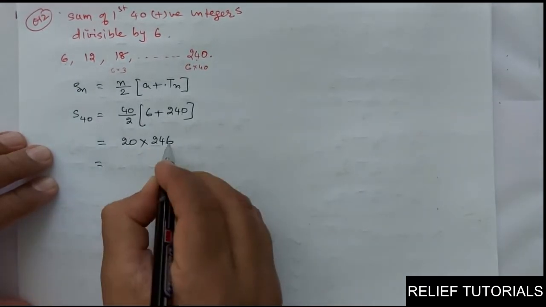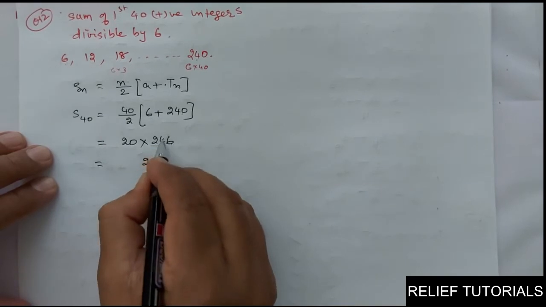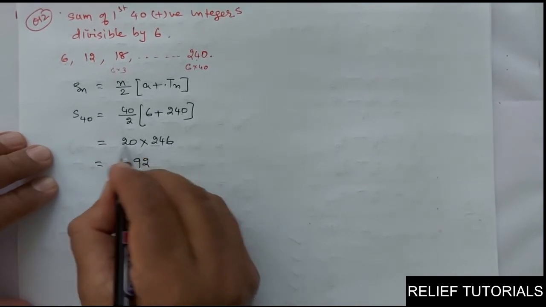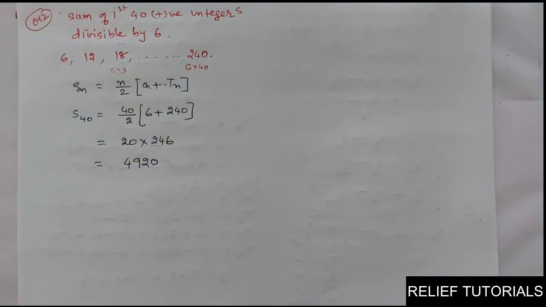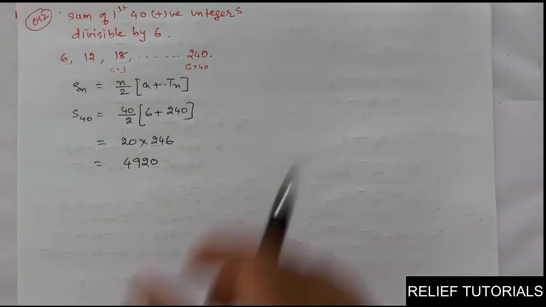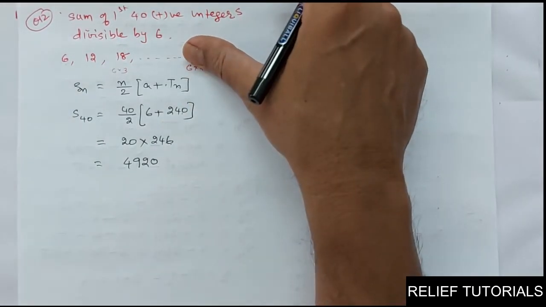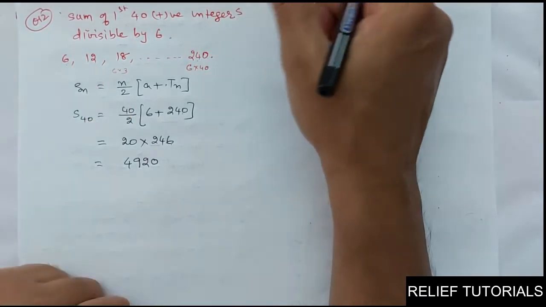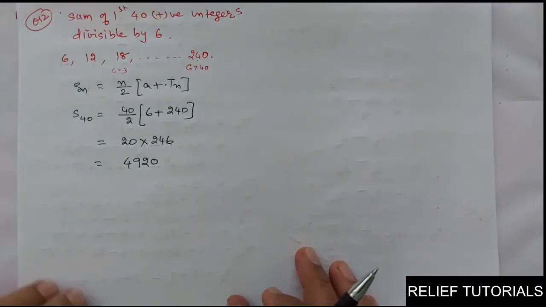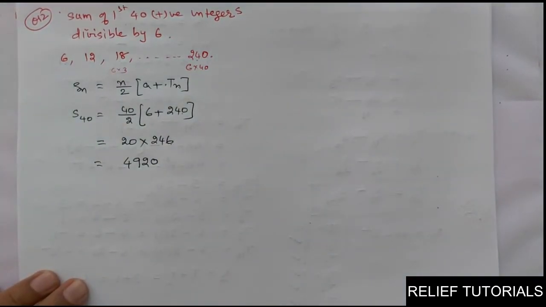246. Now 6 2s are 12. Carry 1. 4 2s are 8 and 1, 9. 2 2s are 4. So the answer is 4920. So this is the sum of first 40 integers which are divisible by 6. Very simple. Or if you are not able to find this 40th integer, never mind, a is equals to 6, difference is equals to 6, then you have to find S40 using the second formula. So this is question number 12.